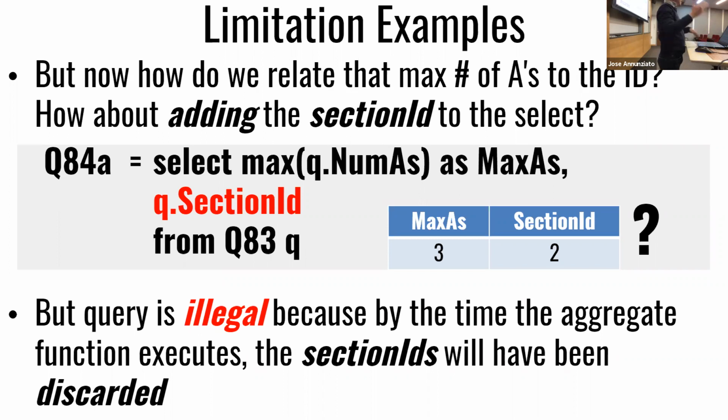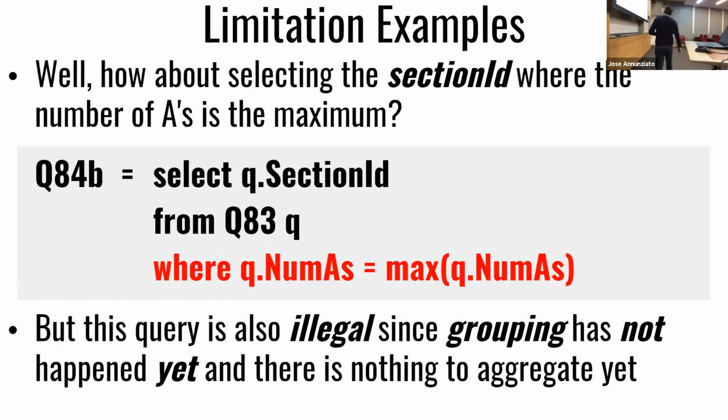Or we could have done, would it be nice if we could have done instead this over here, where you give me the section ID, and we do the aggregation in the where clause? In the where clause, it would have been nice to say, okay, well, where the number of A's is equal to the max Q of number of A's. But again, we can't. It would be nice to have aggregation on the where clause, but we can't do the aggregations because we haven't identified the records yet. So it's kind of like a catch-22. So neither one of these is legal.